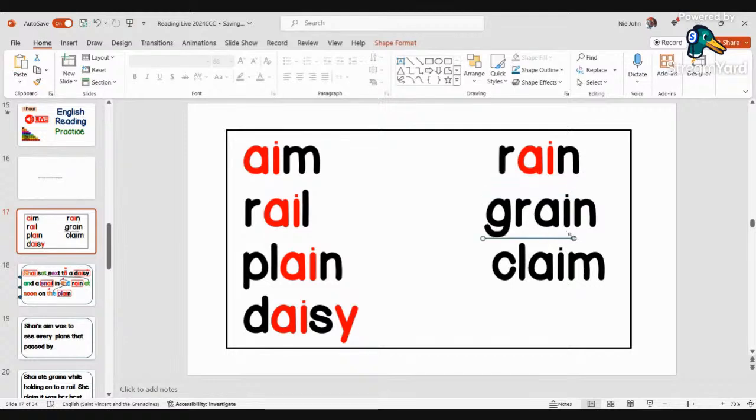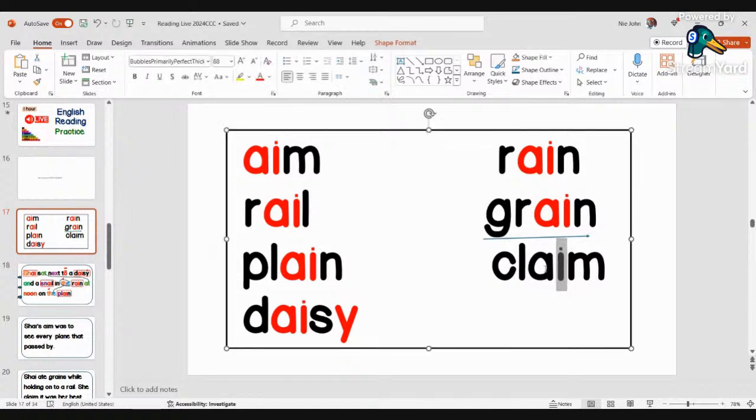Our next word here is G and R together. We have g and r. Put them together, we have gr. Then our A and I, A, n. gr, A, n, grain. All right, you're doing very well. Let's go to our next word.